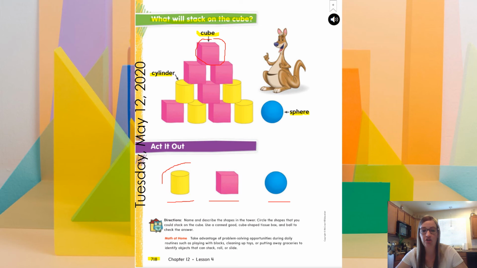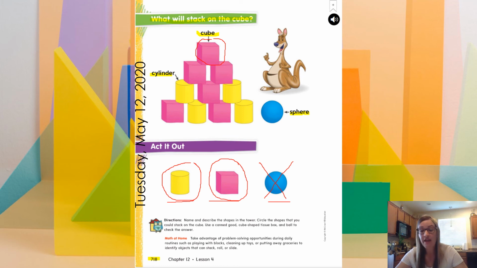Good job. A cylinder could stack on top of that cube. Another cube could stack on top. But a sphere cannot, because why? You're right, because it will roll off. Wow, kindergartners, you were some really great problem solvers.